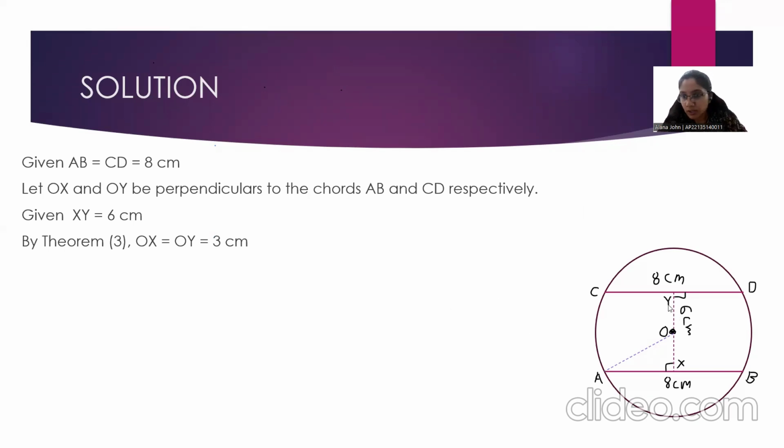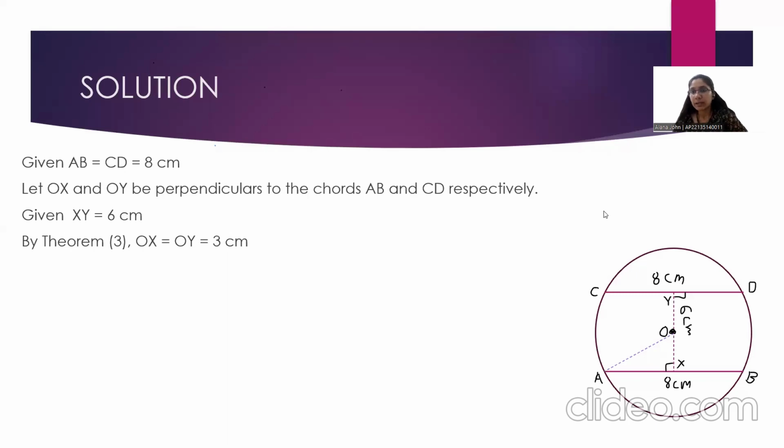Also, we have said that OX is a perpendicular to the chord AB, right? Then we know that a perpendicular from the center divides the chord into two equal parts. So here, AX will be equal to BX and both will be 4 centimeter. Similarly, OY is also a perpendicular. It divides the chord CD into two equal parts. So CY equal to DY. Both will be exactly half of 8 centimeter, that is 4 centimeter. Clear?